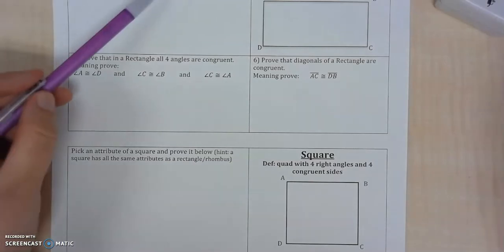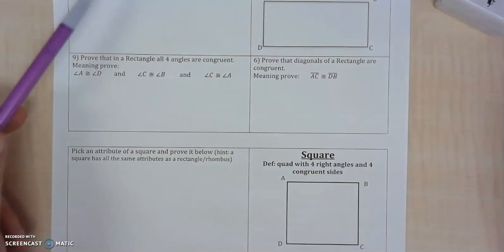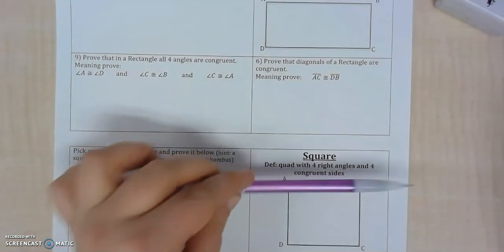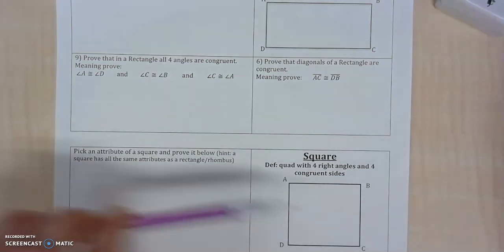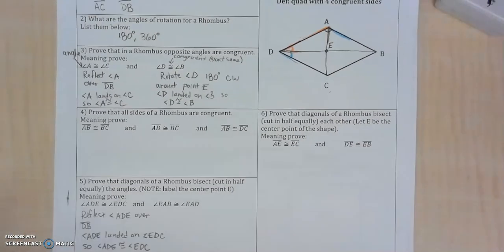For the square, you're going to have to pick some attributes. So notice this one said like opposite sides are congruent. So you need to pick an attribute. So you could say opposite sides are congruent. Okay, so I need to prove that AB is congruent to DC. Okay, so on this one you have to pick your own attributes, but you're going to be following the same lines as what you did on the others.